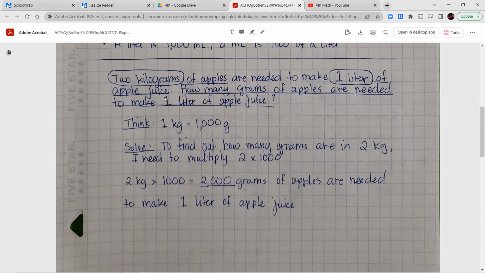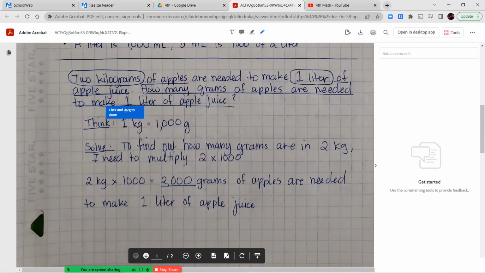Apologies, I need to fix that. This is supposed to be 2. Okay.